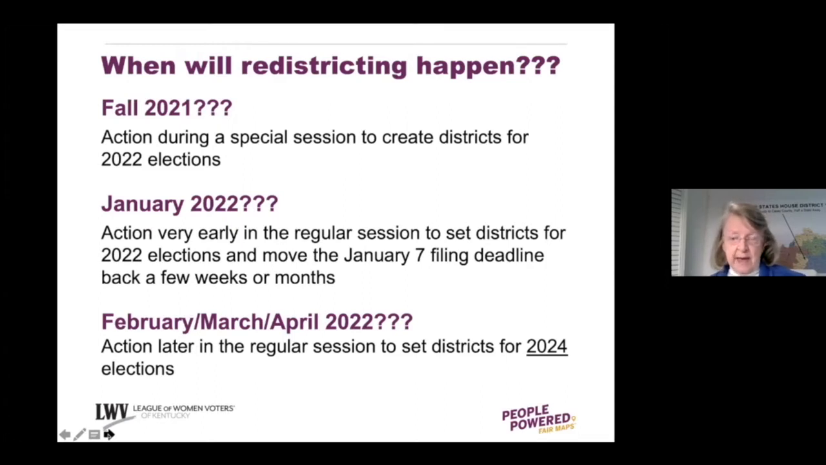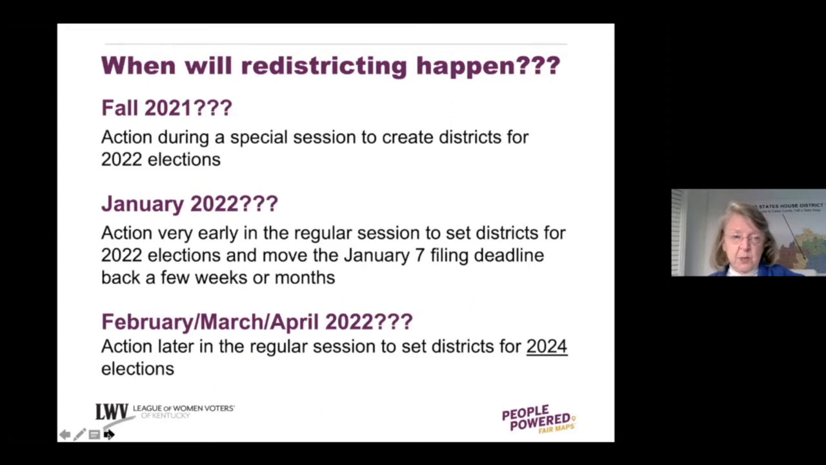One of the big questions that we do not have a firm answer to is when will this actually happen? Because the census data was delayed, and that of course was because of all the challenges with COVID, legislators have had less time than usual to do this work. It is possible that the governor could call a special legislative session this fall and that the work could be done this fall. But we're hearing more and more, and as it gets later in the year, more and more of a sense that this will not happen.